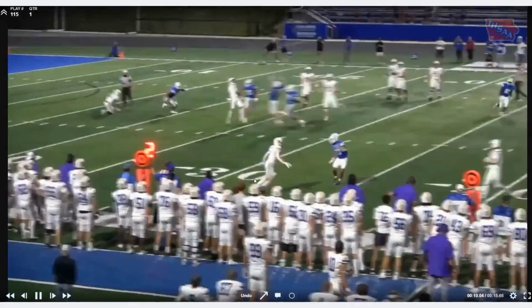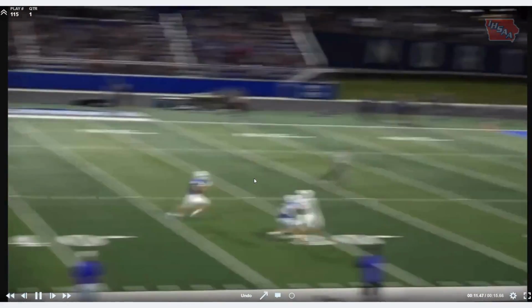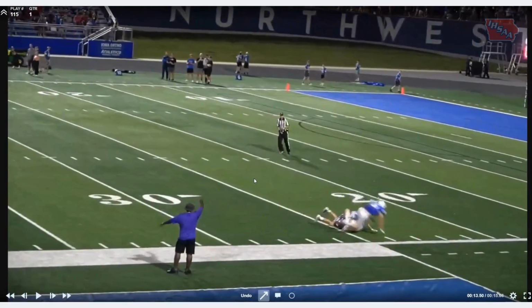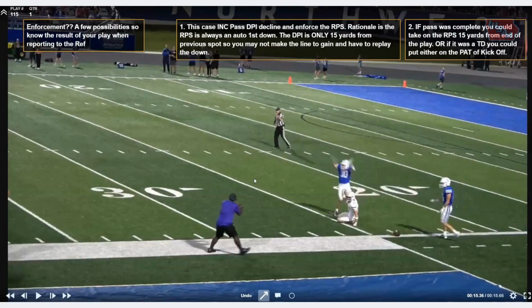We can't see the roughing the passer, but it happens. We can see the DPI, easy DPI. The defender's not playing the ball, runs into the receiver, any contact, that's a foul. Okay, so now here's our comment again by the crew. This is not mine, this is them. Perfect. Enforcement, a few possibilities. You've got to know the result of the play to report it to the referee. In this case, there was an incomplete pass. So we're going to decline the DPI and enforce the roughing the passer.